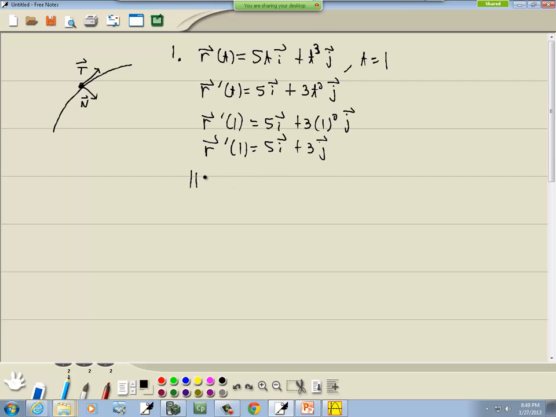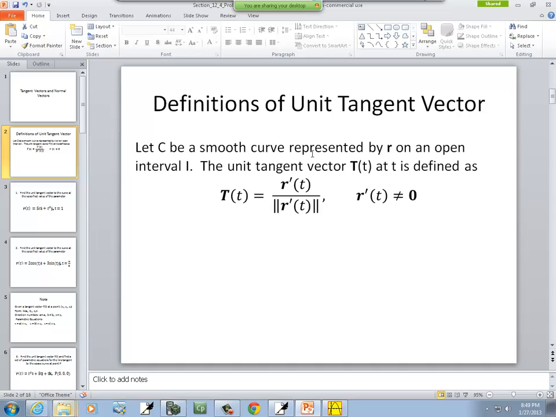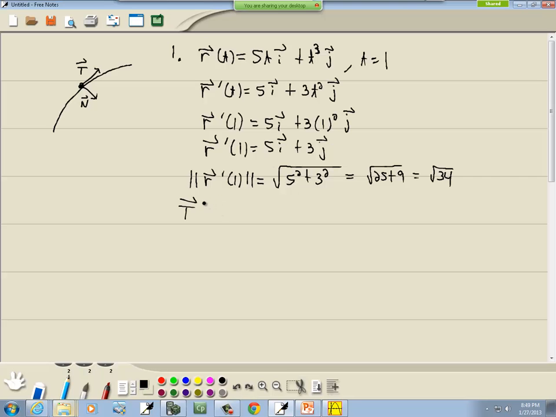Now we also need the magnitude. So we'll take the square root, and we'll take 5 squared plus 3 squared. So you take whatever's in front of your i and j and square them. That gives us 25 plus 9, which gives us the square root of 34. So our unit tangent vector at 1 is going to equal r prime at 1 divided by the magnitude of r prime at 1.